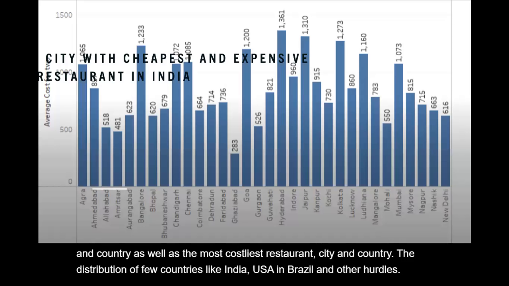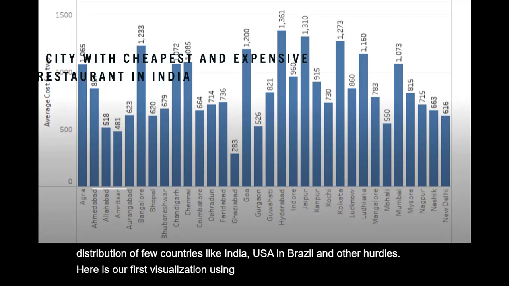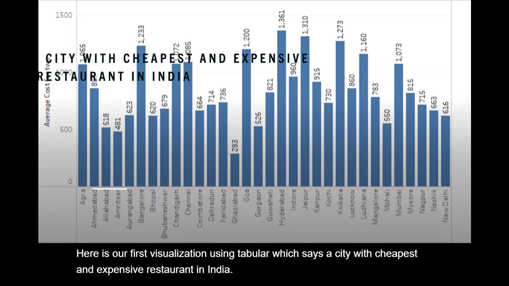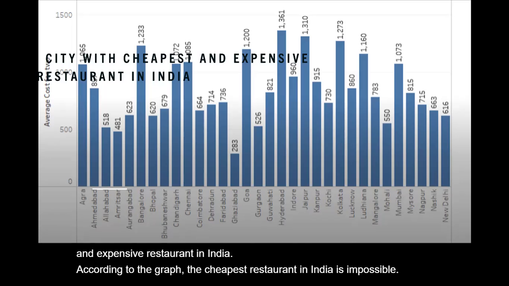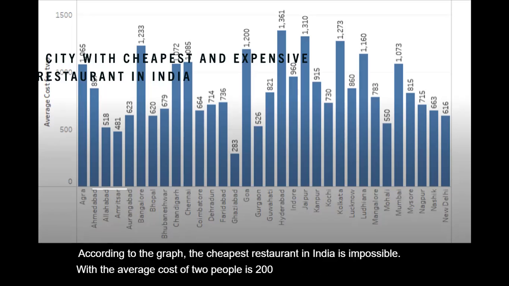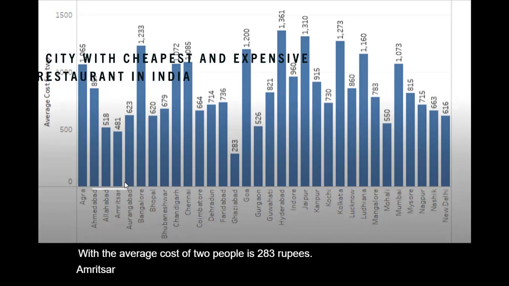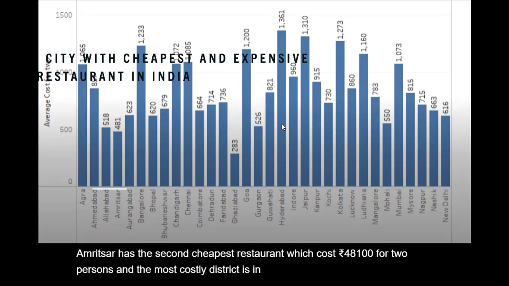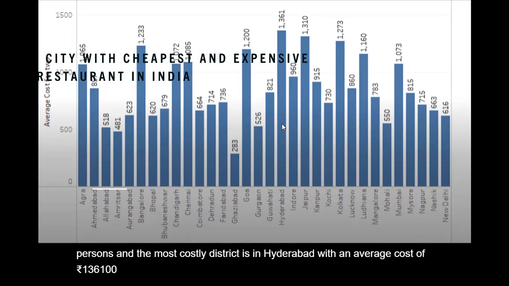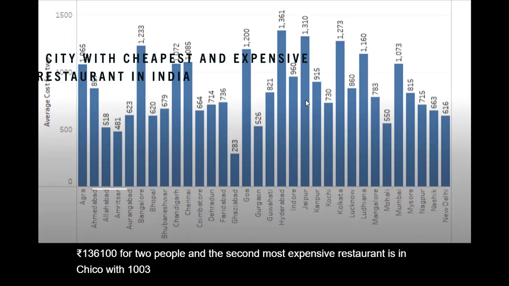Here is our first visualization using Tableau, which shows the cities with the cheapest and most expensive restaurants in India. According to the graph, the cheapest restaurant in India is in Ghaziabad, where the average cost for two people is 283 rupees. Amritsar has the second cheapest restaurant, which costs 481 rupees for two persons. And the most costly restaurant is in Hyderabad, with an average cost of 1,361 rupees for two people. The second most expensive restaurant is in Jaipur with 1,310.